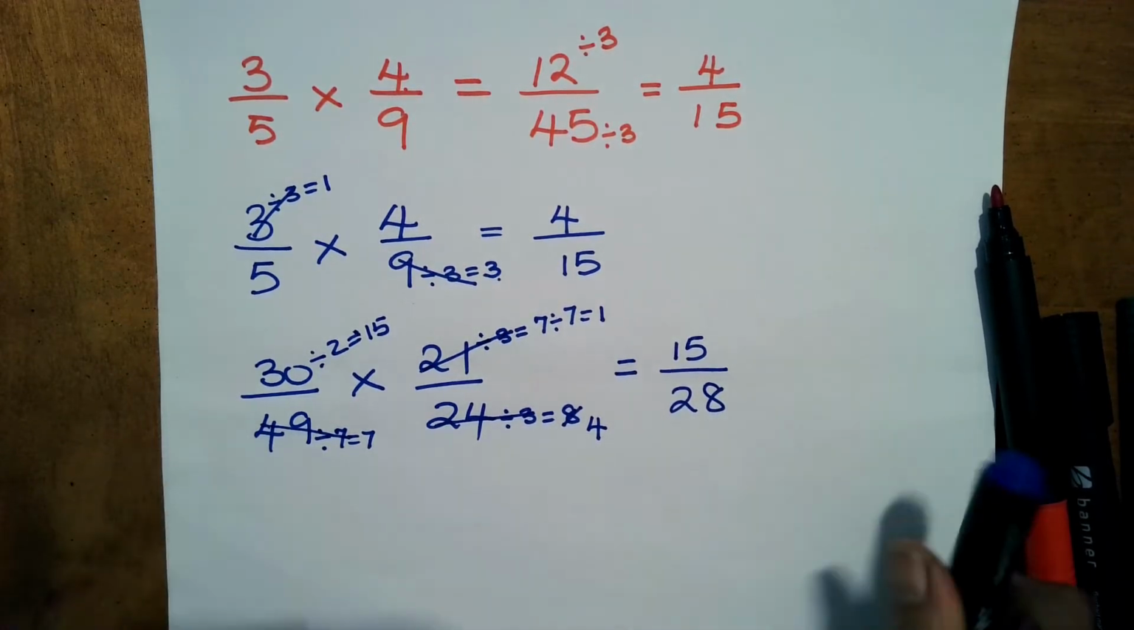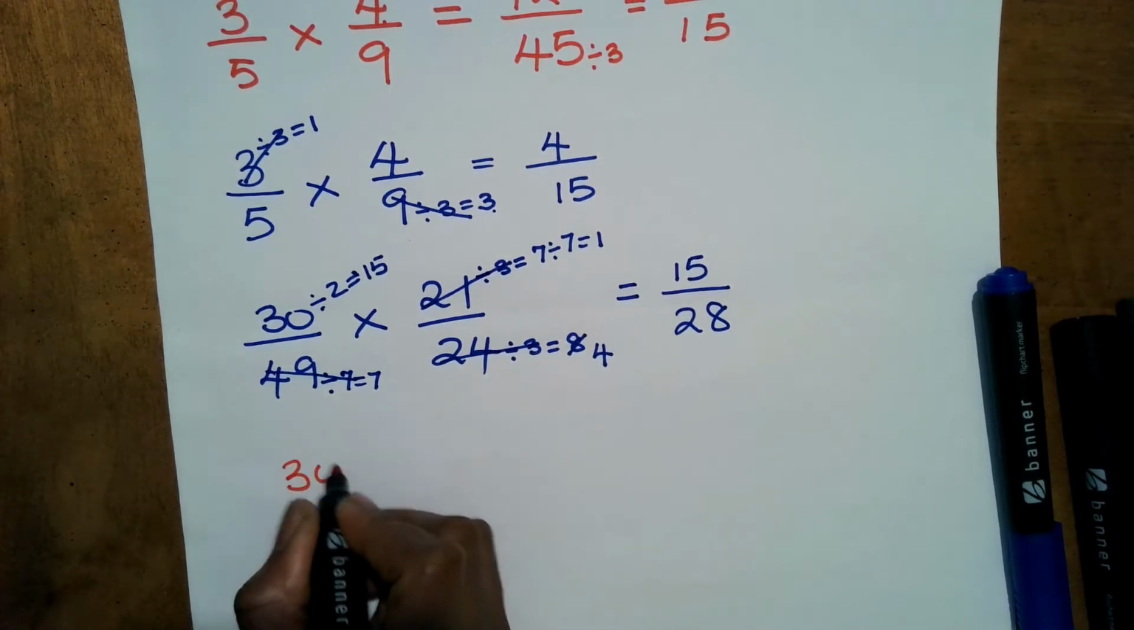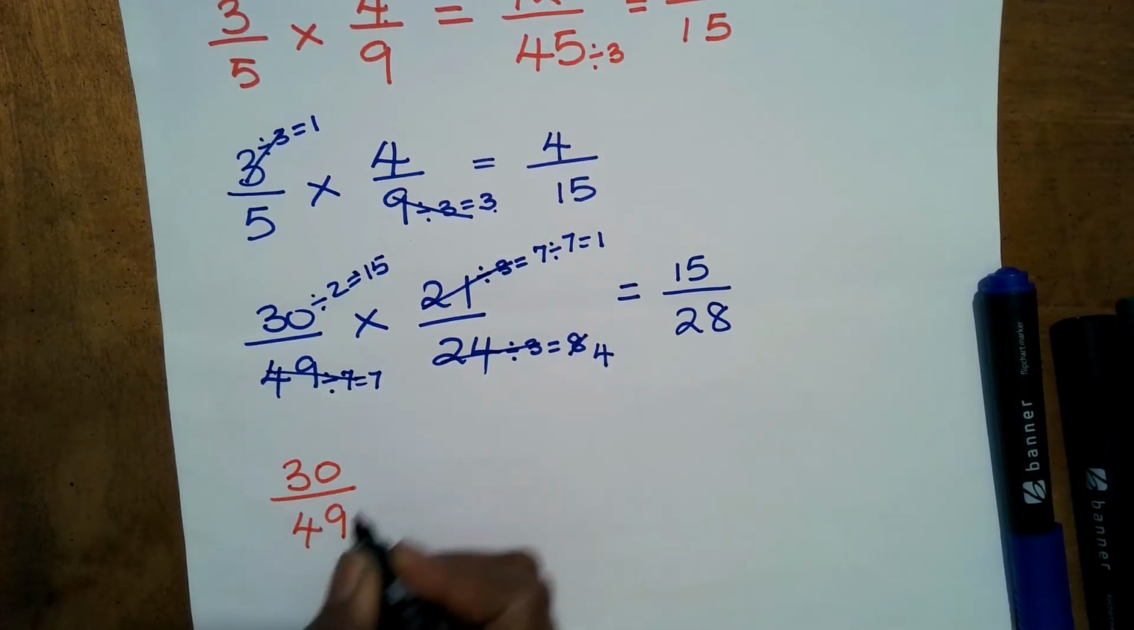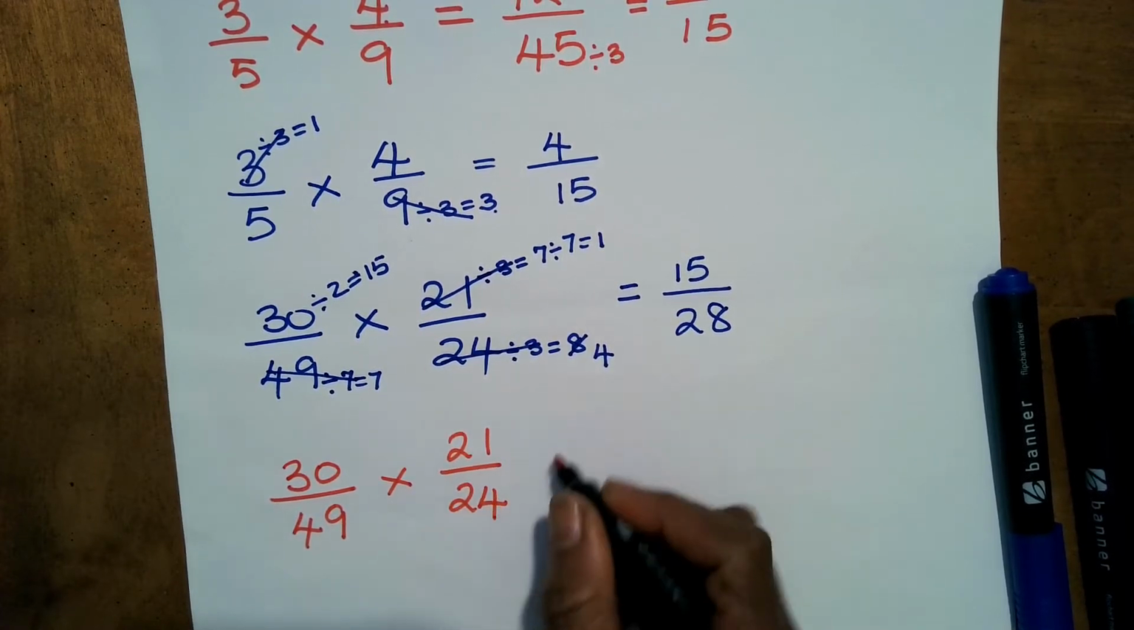Now, if this is confusing to you, I can do that again. We've got 30 here. And then we've got 21 and 24.